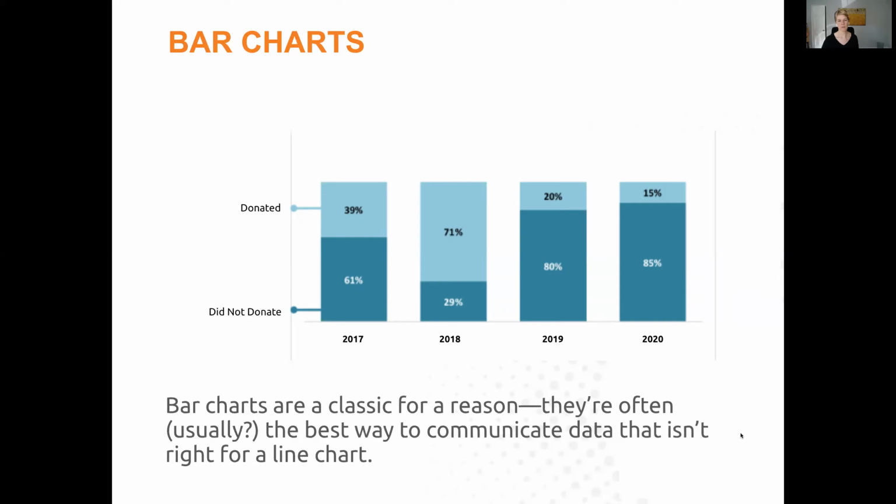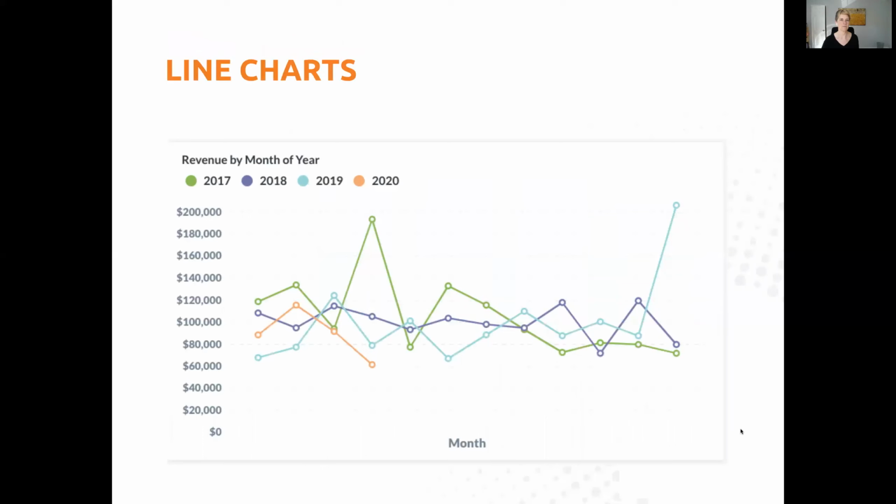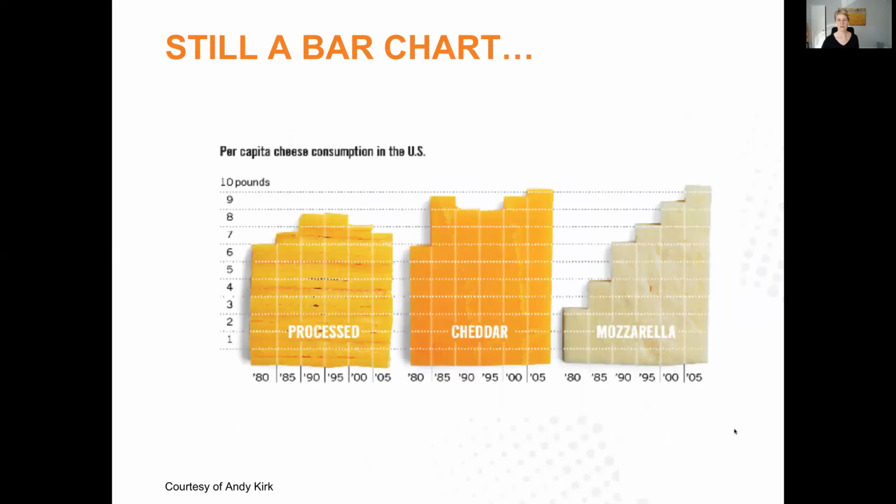So bar charts are always great, and stacked bar charts can actually tell you a lot of information. So this one's out of 100%, right? And you can clearly see the changes in people who donated and didn't donate over the years. That's still a bar chart. This is my favorite bar chart. So, even looking at our fun cheese bar chart, you can see that people are eating less processed cheese and more cheddar and mozzarella. And I think this is also courtesy of Andy Kirk, and it's based on actual data.